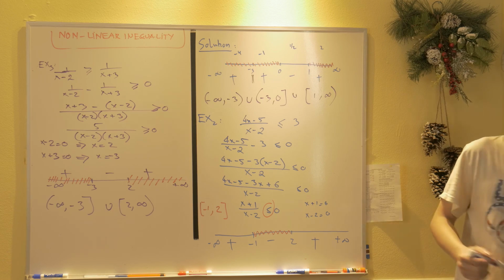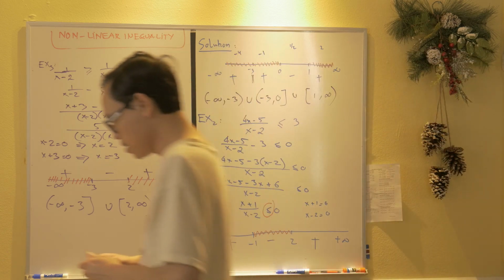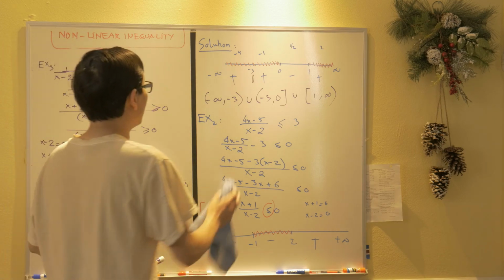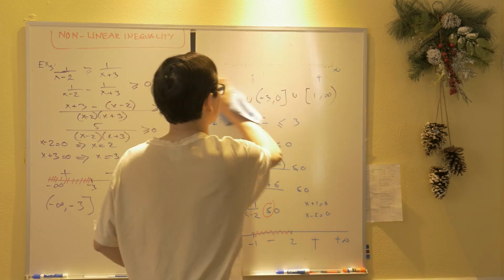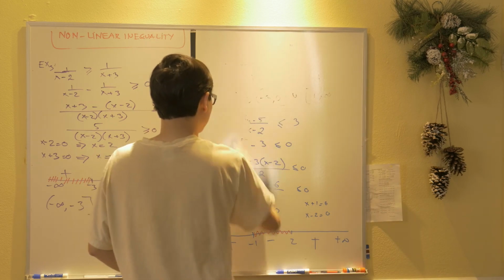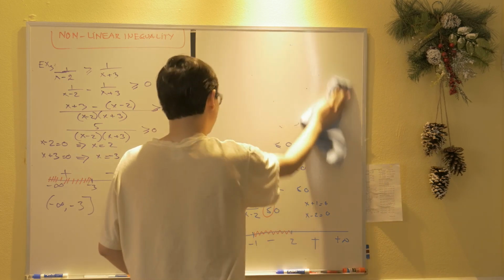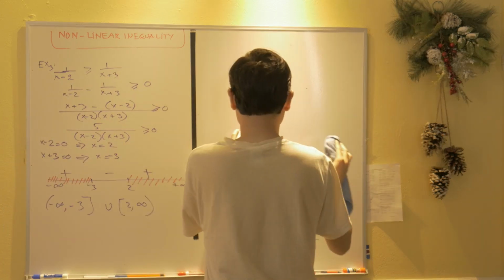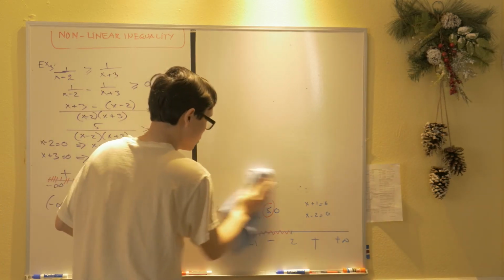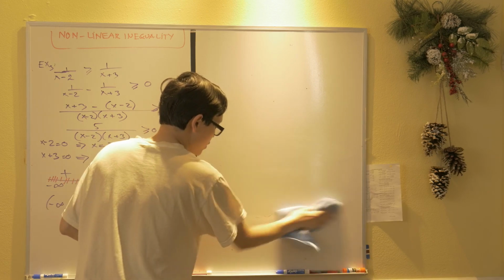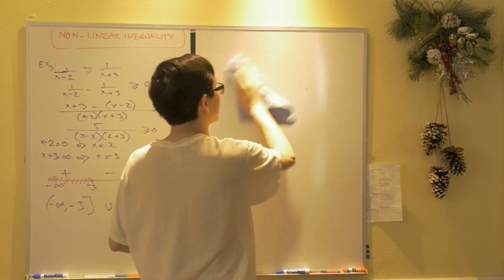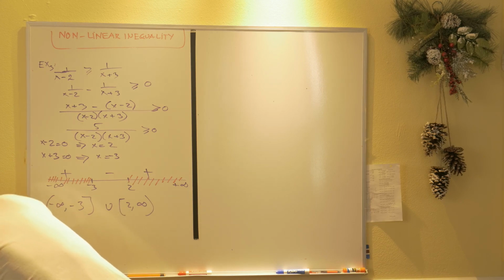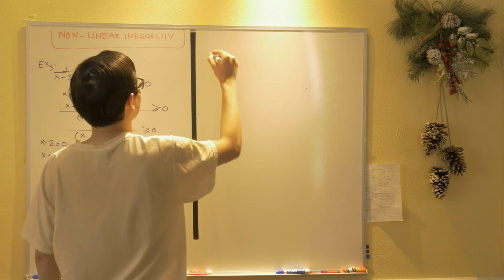There are some problems that are very trivial, for example something like this. Sometimes you don't have to set up the sign table because it's very obvious. You just need to use your logic, the common sense. Okay, example 4.